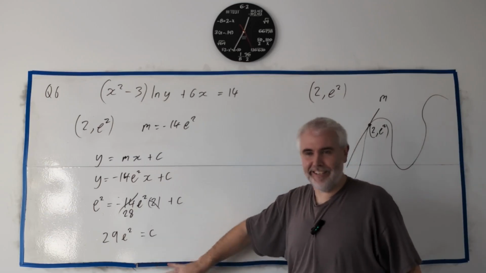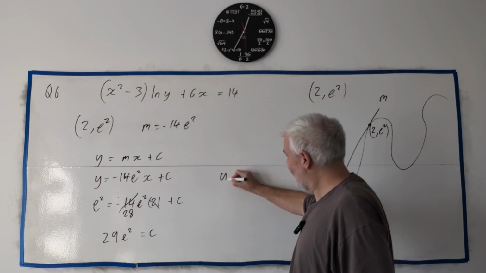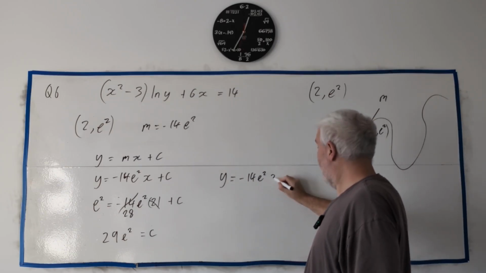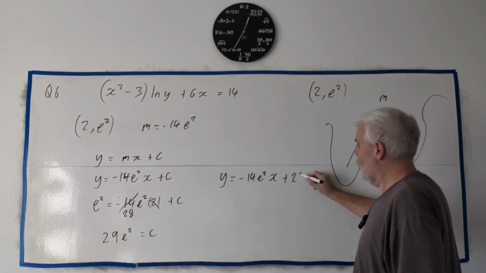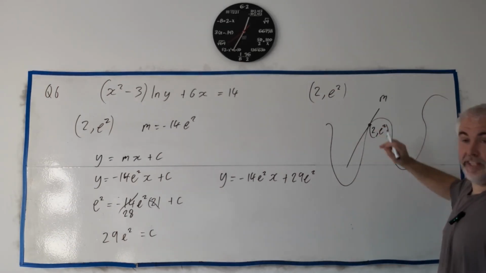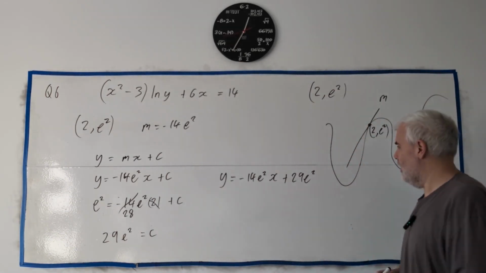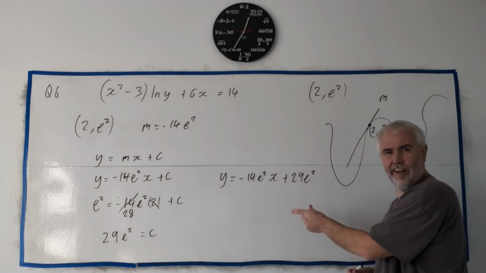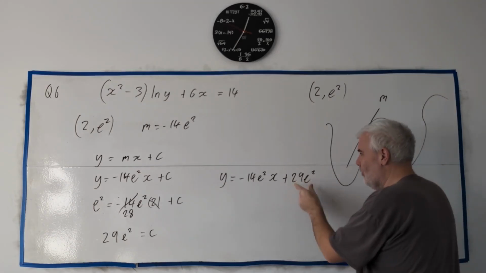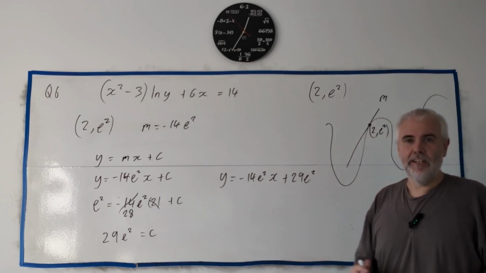You'd probably get full marks there, but really don't forget to write the very last line. The very last line is y is equal to minus 14 e squared x plus 29 e squared. That's the equation of this line. That's what they ask you. When they say exact constants, they don't want you to use the calculator here and have decimal numbers. They want the exact number, so they still want the e's and stuff like that in the natural logs if there were, stuff like that.